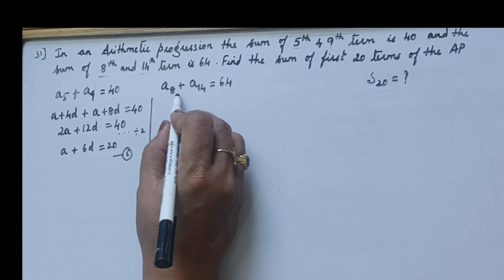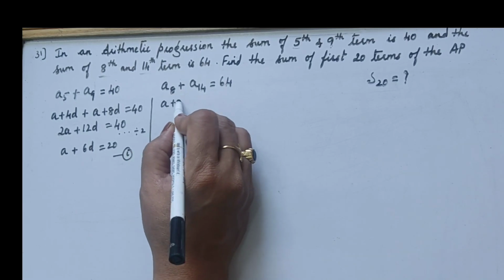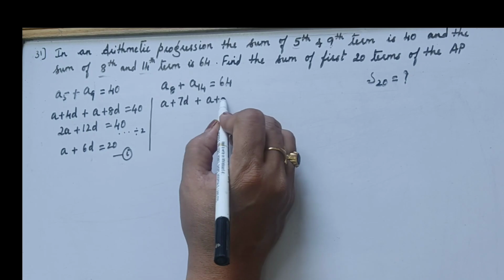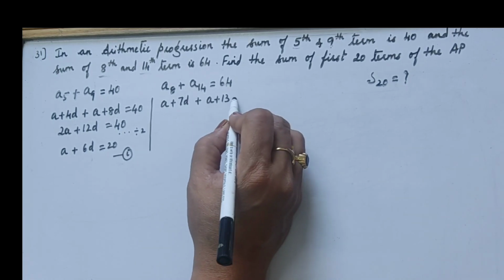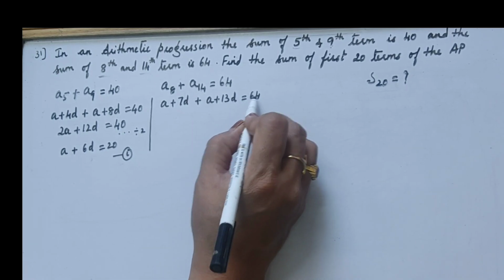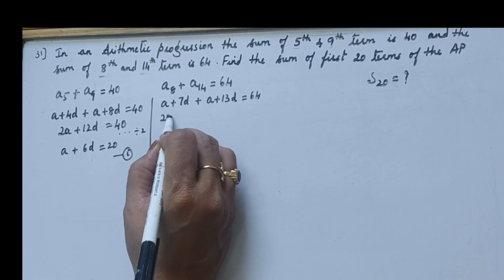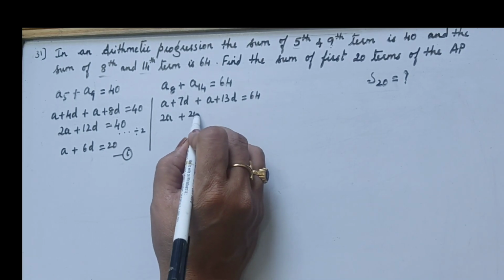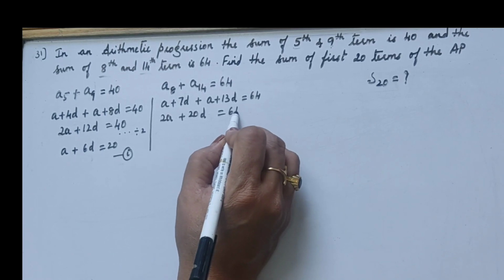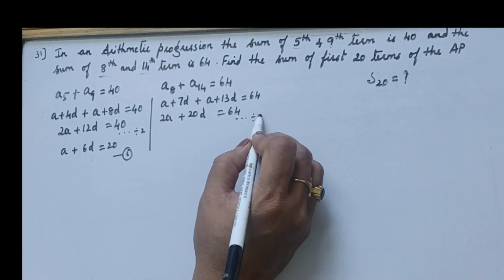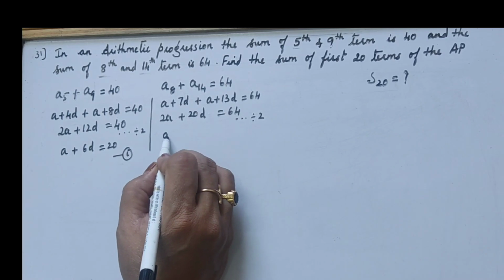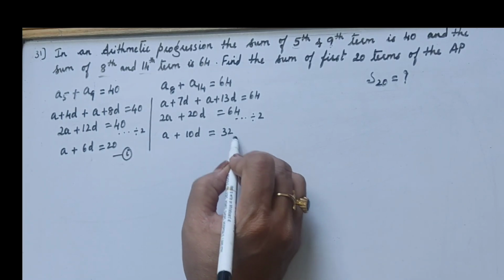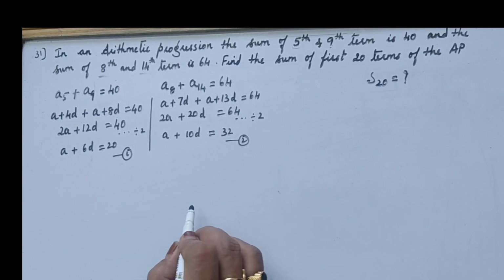Now here we go. A8 can be written as A + 7D plus A14 can be A + 13D, one reduced, so it is equals 64. A plus A is 2A plus, when we add 7 plus 13 is 20D equals 64. This all gets divisible by 2. So I'll write here A + 10D = 32. This is equation 2. Okay.